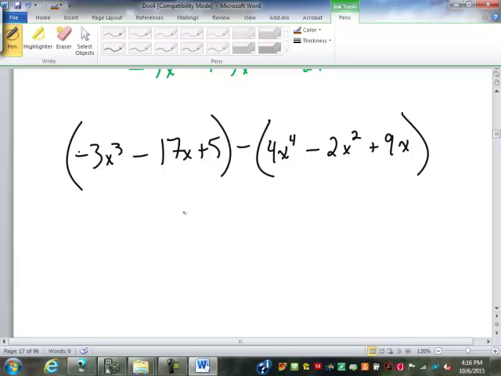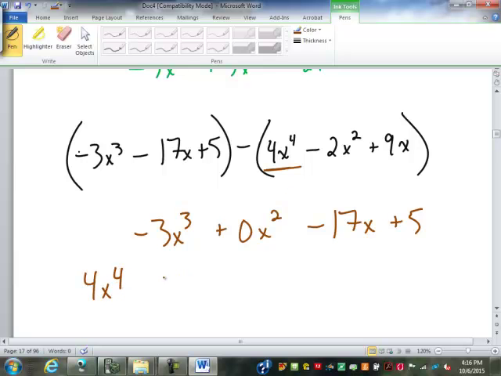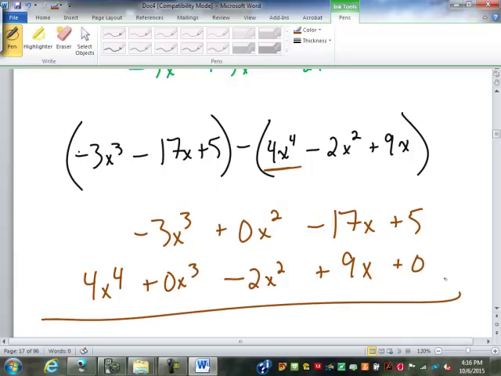So when we start writing out this first one here, we got the negative 3x to the third. We notice there is no x squared, so I'm going to put in plus a 0x squared minus 17x plus 5. So the second one here, we've got 4x to the fourth. That's got to go up front here. There is no x to the third, so I'm just going to put a 0x to the third under there. Minus 2x squared plus 9x, and there is no 1s there, so I'm just going to put a 0. And we are still subtracting down the columns.